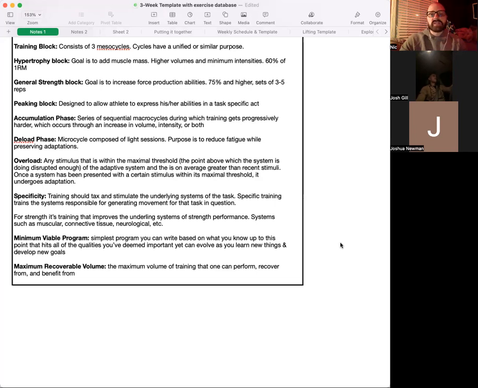So we look at maximal recoverable volume. It's the amount of training that you can essentially recover and benefit from. So 3 sets of 10 might be all I can recover from, but Josh can recover 8 sets of 10, no problem, right? That would be his maximum. How much volume can Josh take on and still perform, recover, and adapt?